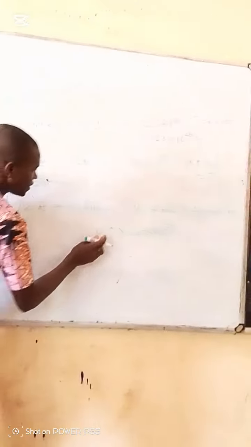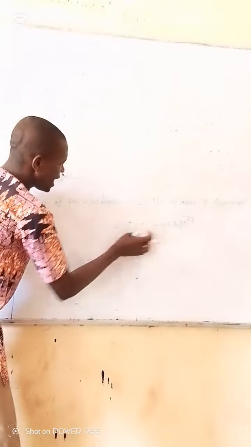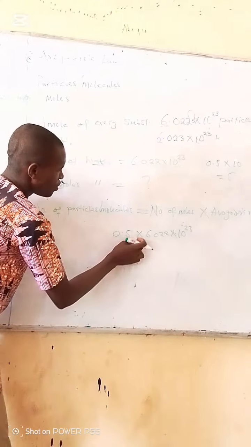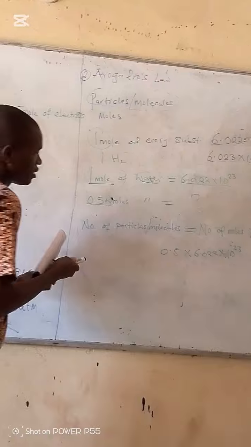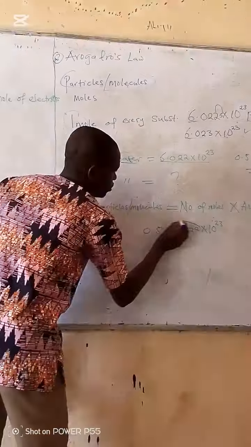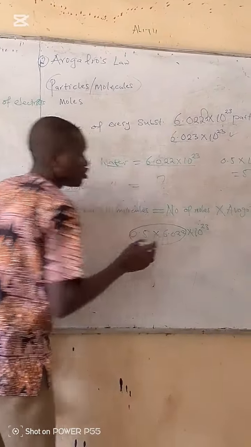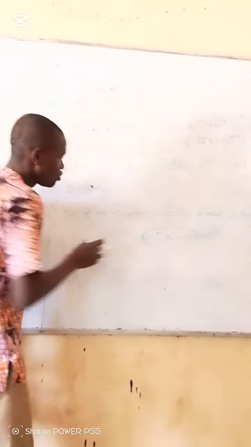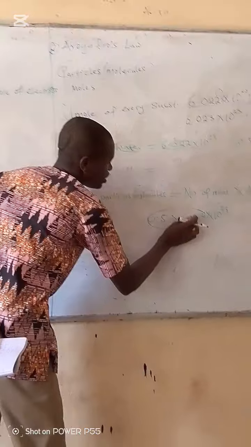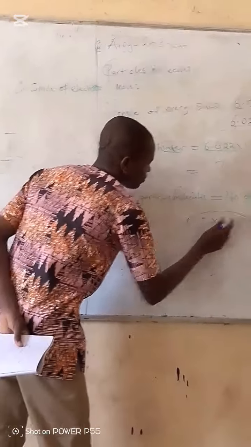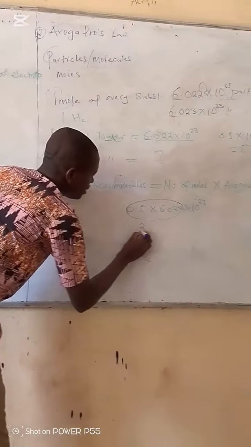Now, what do we have here? From here, we are saying half of. Now we are going to treat this separately, because this 2 doesn't have any raised to power. So leave this one alone, don't touch it. So if I now say 0.5 multiplied by 6.02, this will give me 3.011.